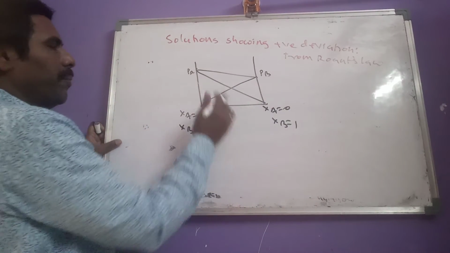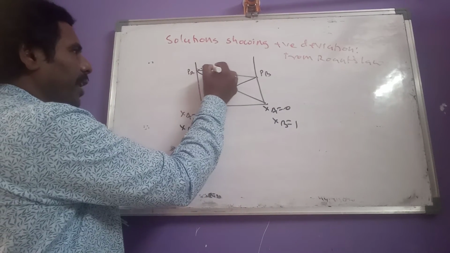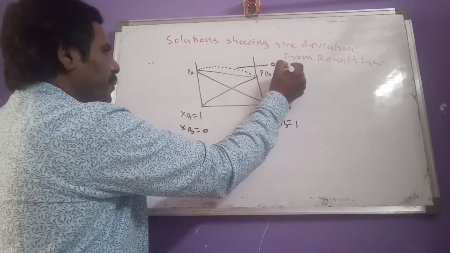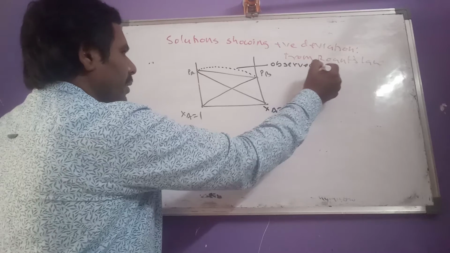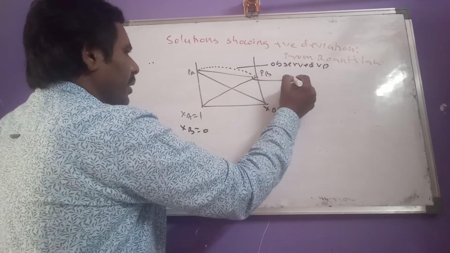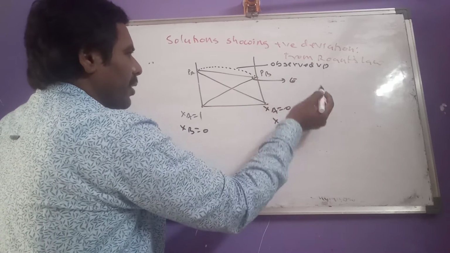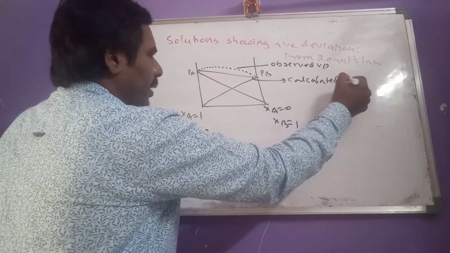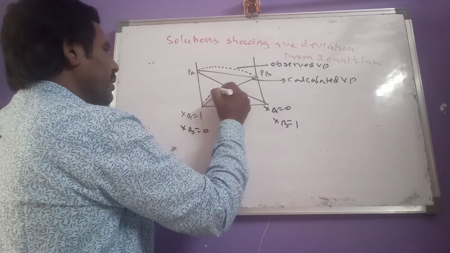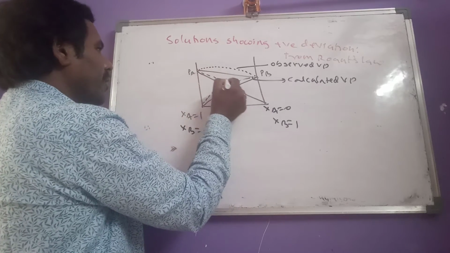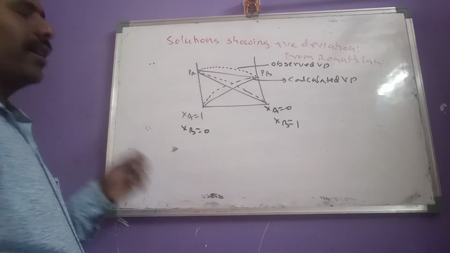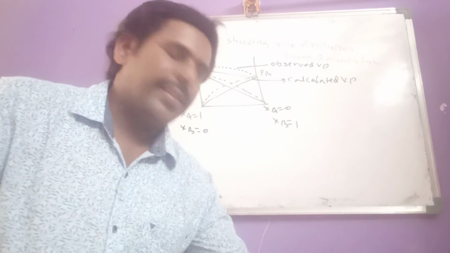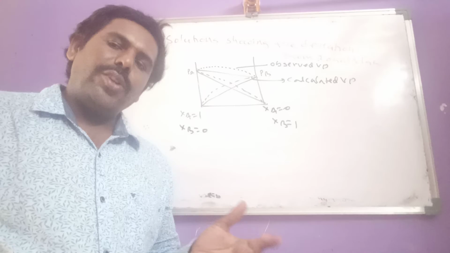These are expected, but the observed vapor pressure is more than expected. So this is the observed vapor pressure, but this is the expected vapor pressure or calculated vapor pressure. So this is the graph related to solutions showing positive deviation from Raoult's law. Then let us see now the next, negative deviation.